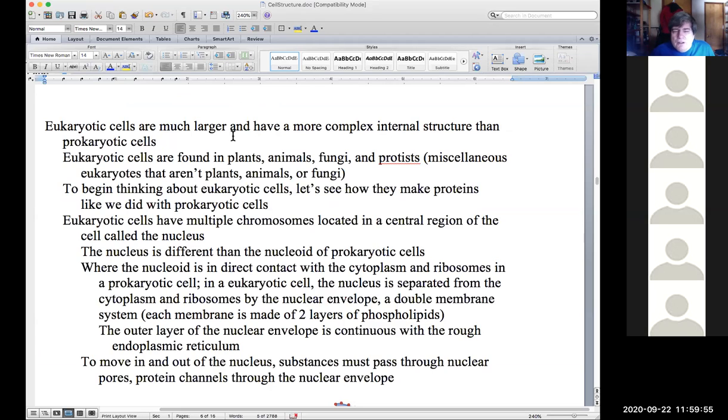Now we're going to look a little bit at eukaryotic cells. So remember what we said, eukaryotic cells tend to be much larger. Keep in mind, this is just a general rule. The very smallest eukaryotic cells are actually smaller than the very largest prokaryotic cells. But most eukaryotic cells are bigger than most prokaryotic cells. Now, because they're larger, they tend to have a much more complex internal structure than prokaryotic cells.